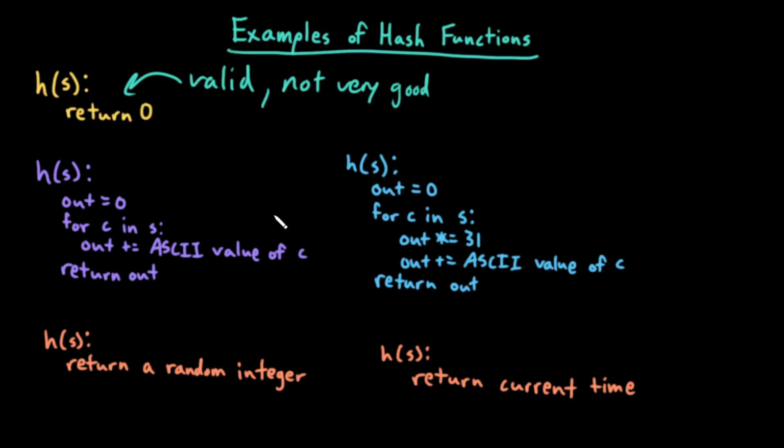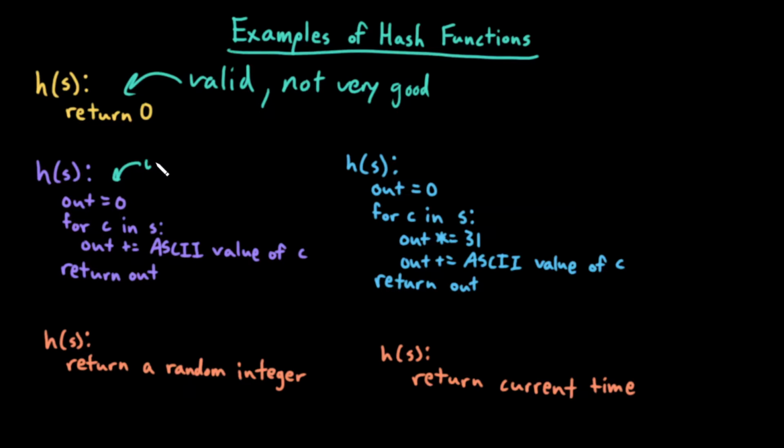Let's take a look at this one. So what's going on here? I start my output hash value at 0, and then for every character in my string, I add the ASCII value of that character to my hash value, and then I return that sum. So basically this one is returning the sum of the ASCII values of the different characters in my string.